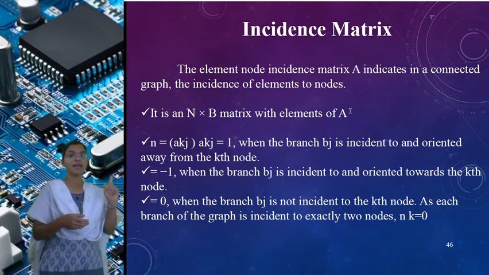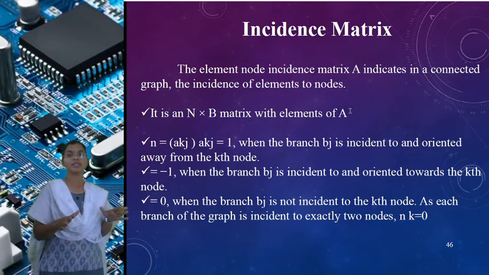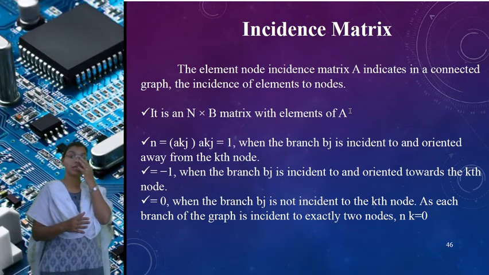Here we are writing the n by b matrix. N is the node, b is the branches. We take plus 1 when the branch is incident on that node and the direction is away from that node. Whenever we take minus 1, the branch should be incident on that node and the orientation should be towards that particular node. Next, we take 0 when the branch is not incident on that particular node. So these are the 3 properties.